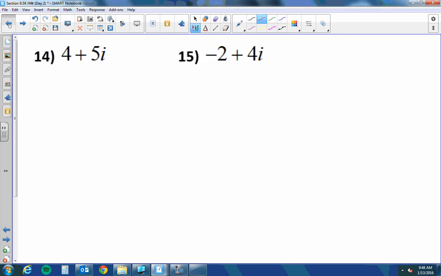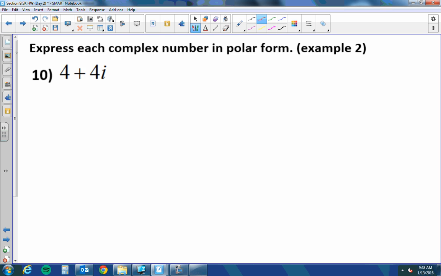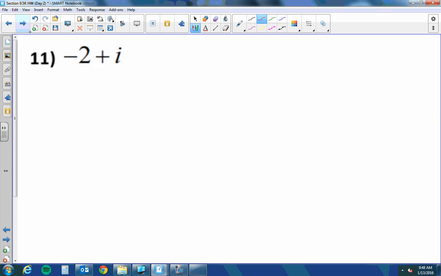Let's go back the other way. Number 11. And it's another calculator problem. Number 10, you can do without a calculator, but number 11, you'll need a calculator. First of all, we need the magnitude. You find the magnitude exactly the same way you find r. Pythagorean theorem, which is also how you find the magnitude of a vector. Square root of 5, yes?